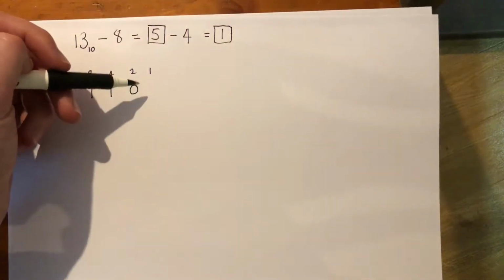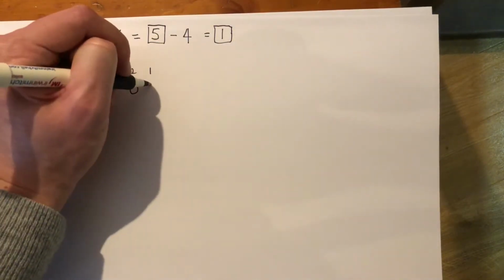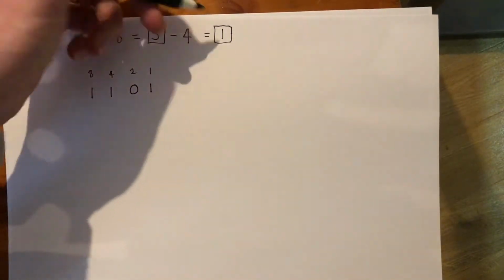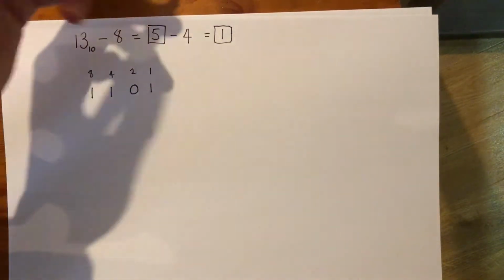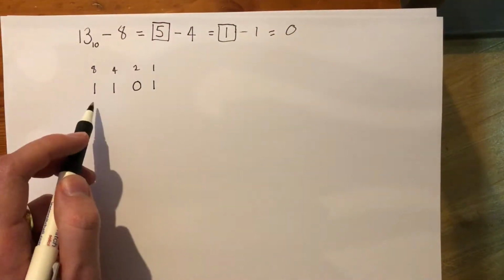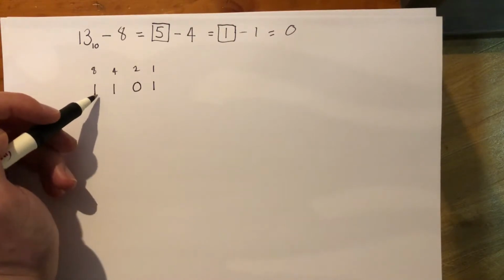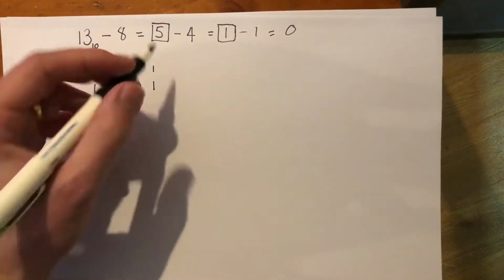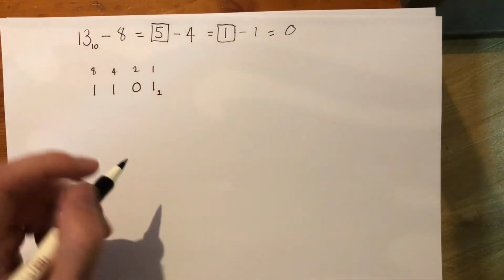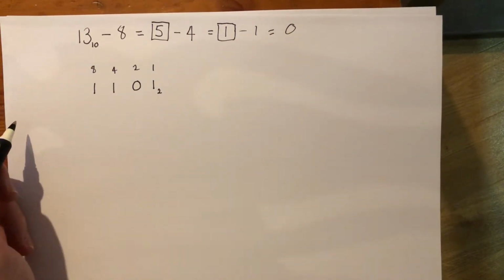The number carries on and we go to the next place value. Does 1 fit into 1? Yes, it does. And it fits exactly because 1 minus 1 is 0. And we know we're complete. So the number 13 in decimal is equivalent to the binary number 1101. We can put a little number 2 there to indicate that this is a number in binary.